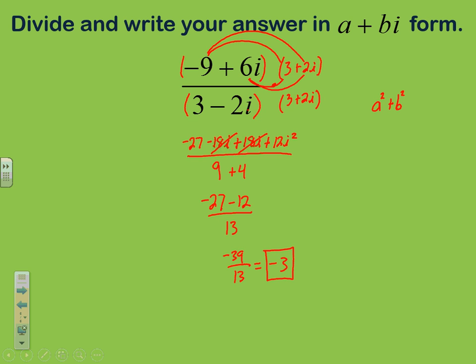And that's pretty much what we have to do when we're dividing with a complex number. We just identify what the conjugate is and multiply whatever that conjugate is to the numerator and the denominator of your fraction.